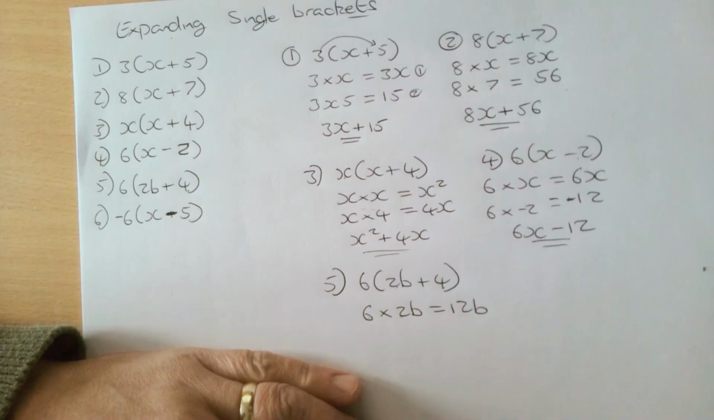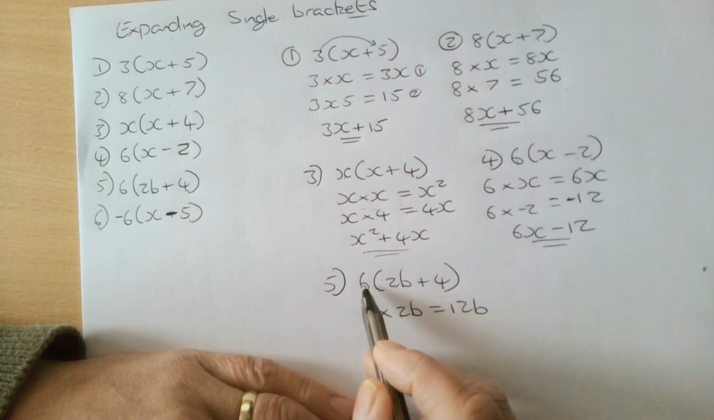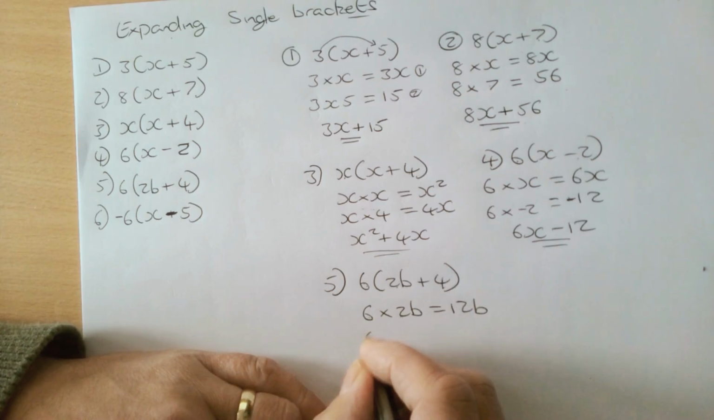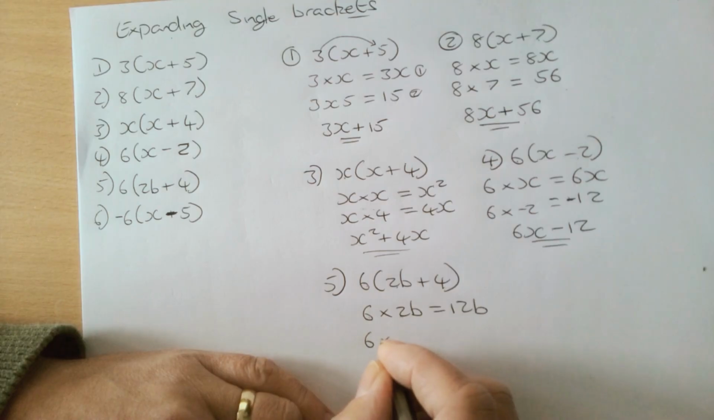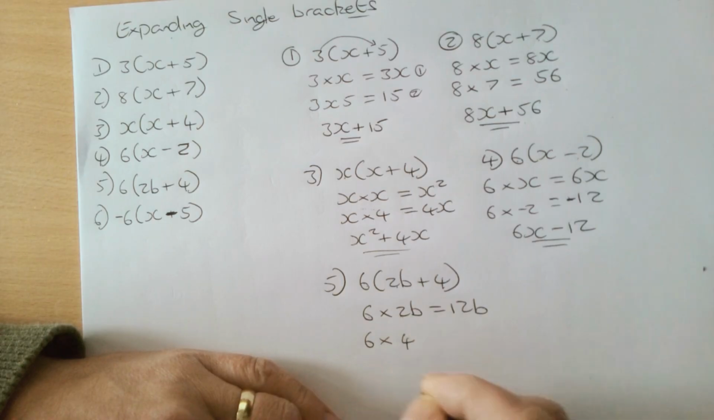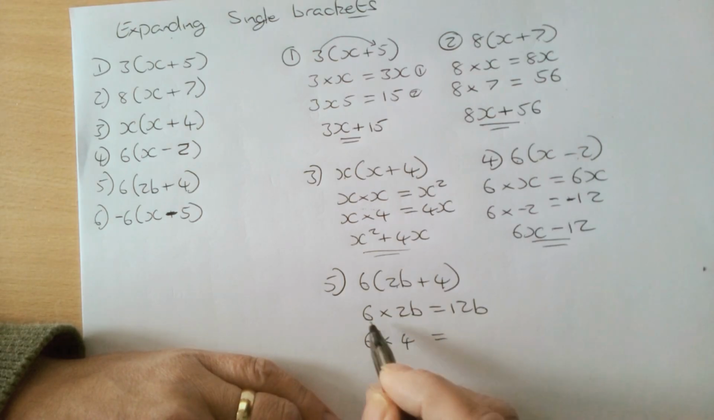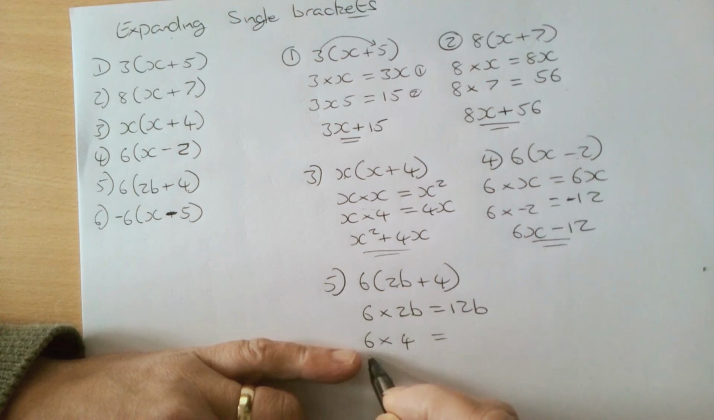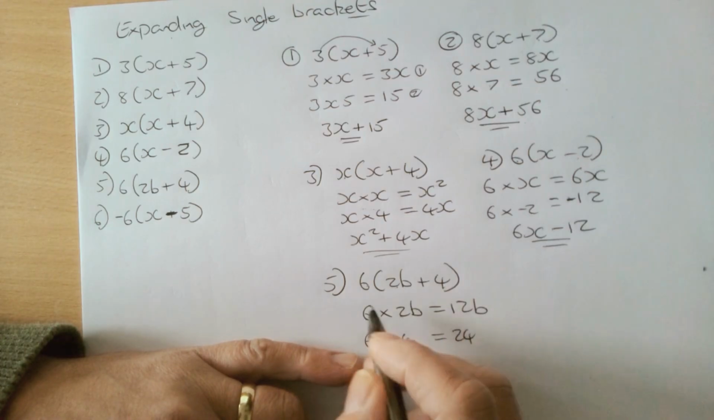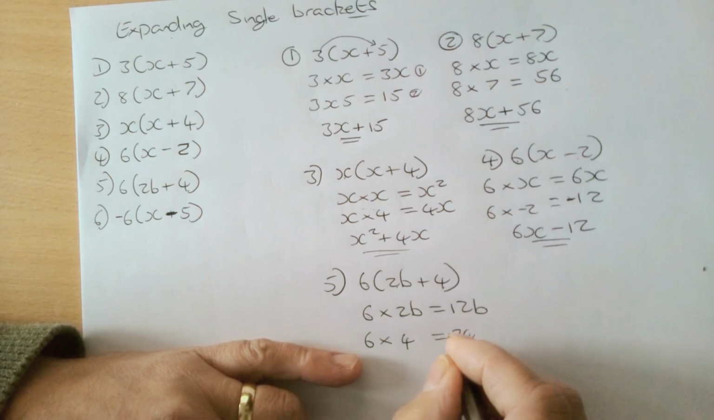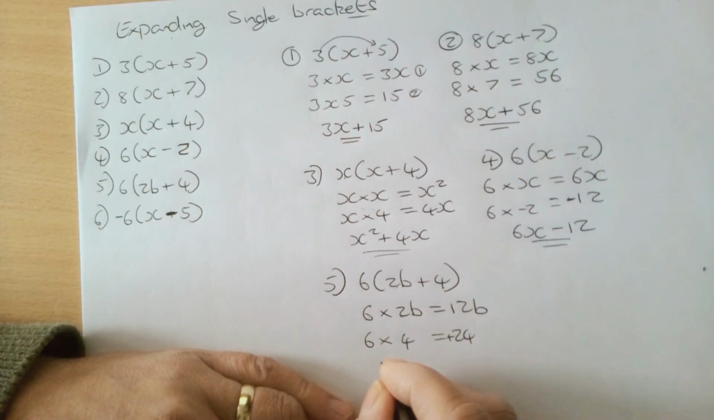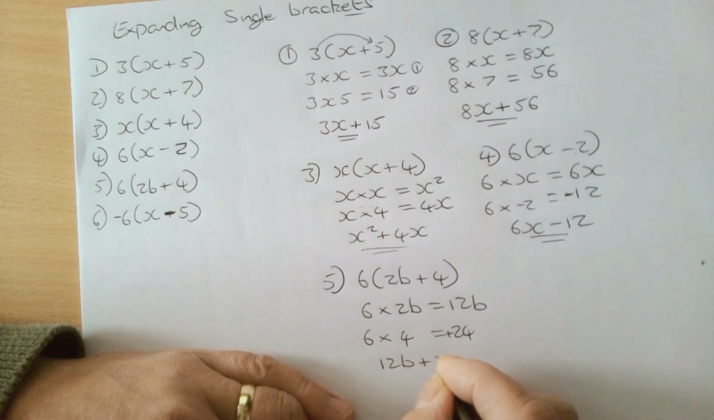The next step is 6 times plus 4. So 6 times 4, so 6 4s, 4 6s, 24. So 24 and a plus sign. You can either add the plus sign here if you wish to. It's entirely up to you, so you don't forget. Then it's 12b plus 24 as your final answer.